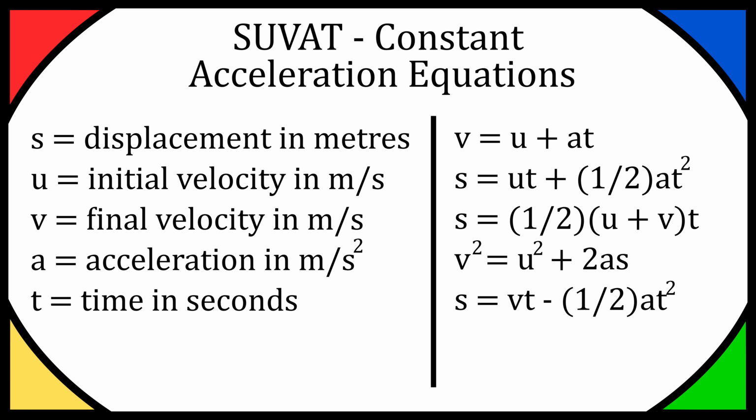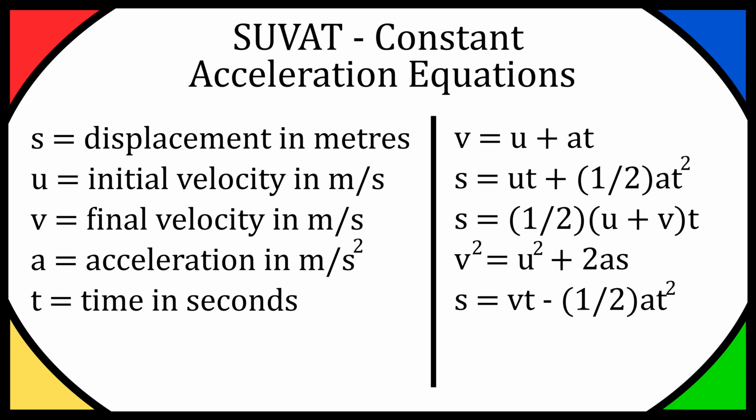Similar for initial and final velocity. So you can think of velocity as pretty much speed in meters per second, but it's because it's relative to a point, and that's why we call it velocity. The initial velocity is the velocity at the start of the problem, and the final velocity is the velocity at the end of the problem.